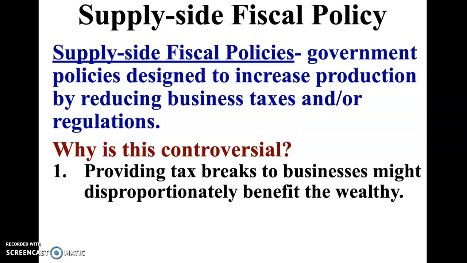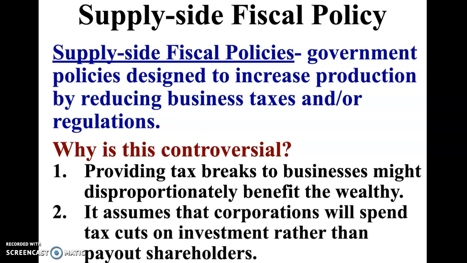So number one, providing tax breaks to businesses might disproportionately benefit the wealthy. The idea is if we're giving tax breaks to large businesses, we think they're going to take that money and do good things with it, but they might not need the money. We might need that money to be distributed. So some people might think we need more government programs. That's one of the reasons it's controversial.